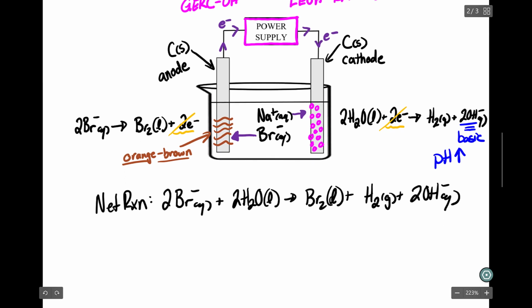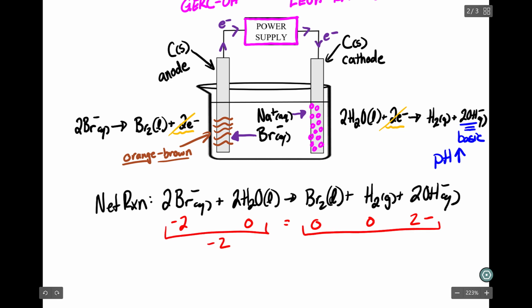Now we should check our charge. So 2 times -1 is -2. 2 times nothing is nothing. 1 times nothing is nothing. Nothing. 2 times -1 is -2. The grand total over here is -2. The grand total over here is -2, and I know I balanced it right.